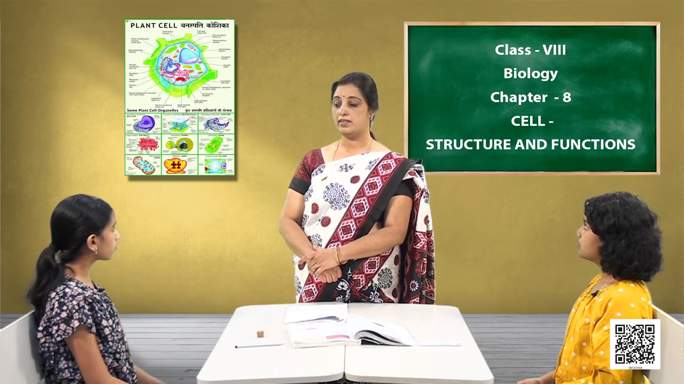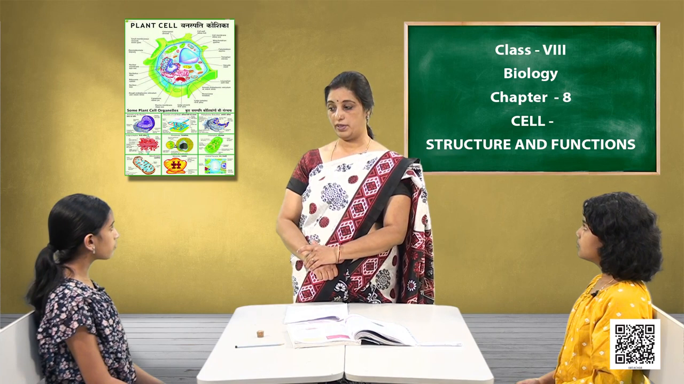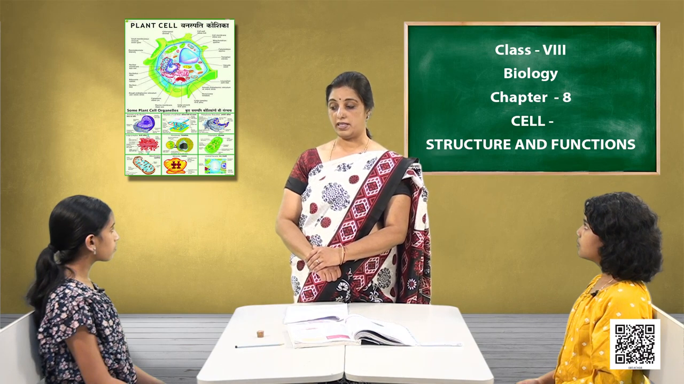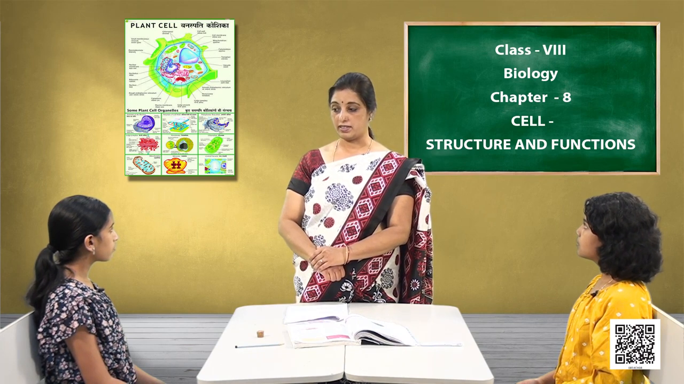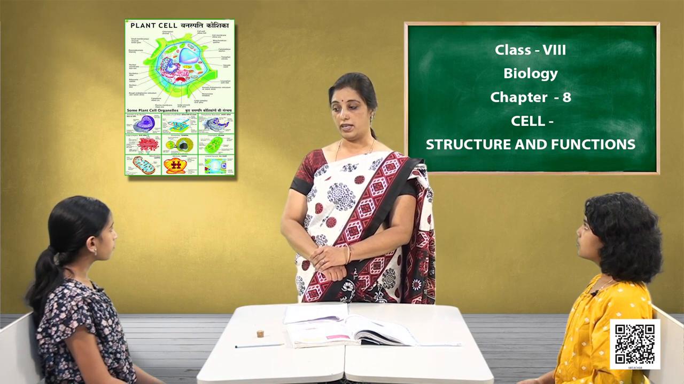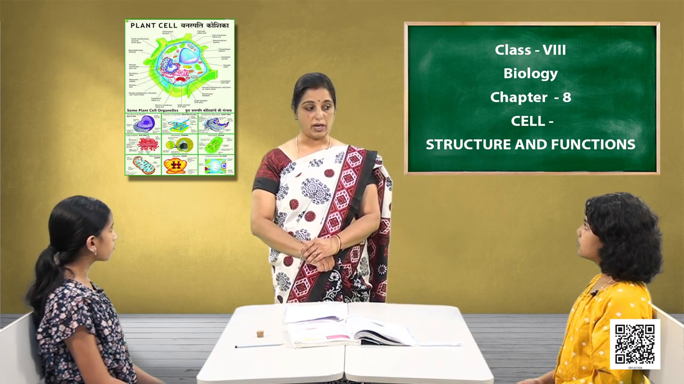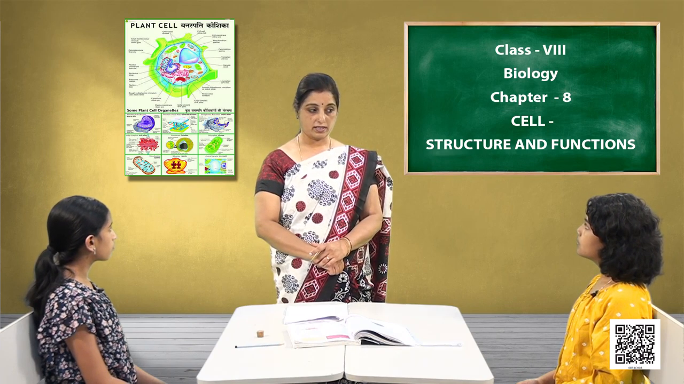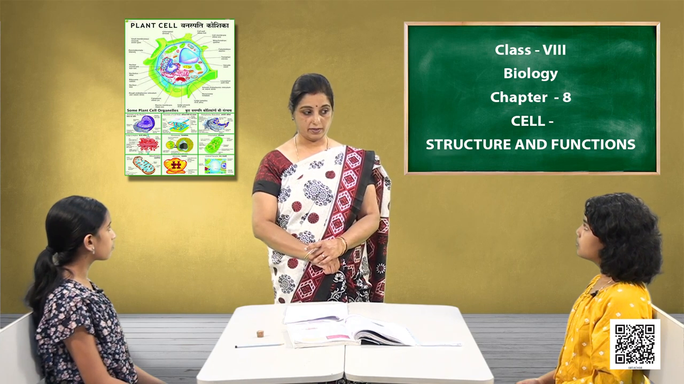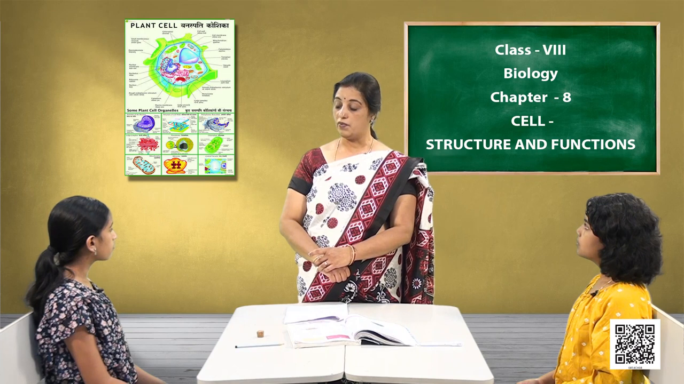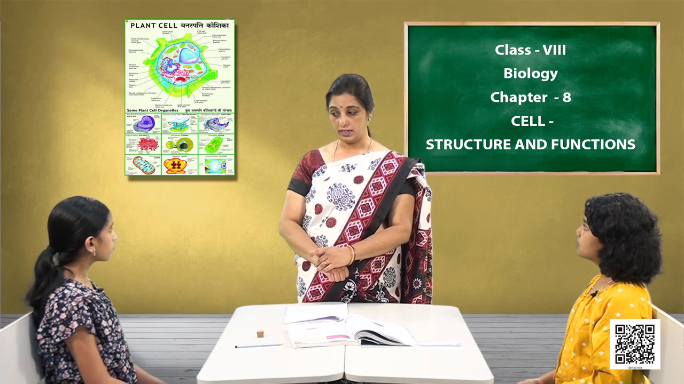You saw that a cell had three components: the cell membrane, nucleus and cytoplasm. This cytoplasm, which is a jelly-like substance, has cell organelles, what are called ribosomes, mitochondria, endoplasmic reticulum, chloroplast, lysosome, etc. These organelles are responsible for various activities of the cell.